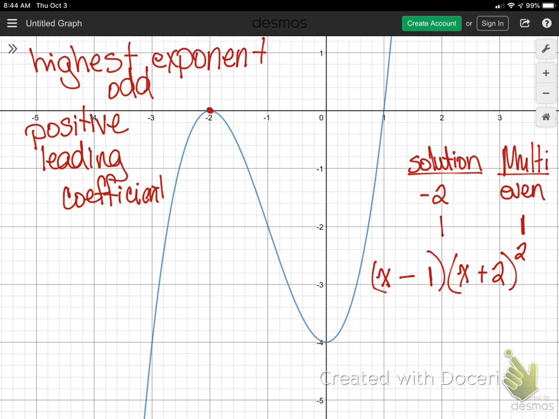Now, if I multiplied all this out, could I get a polynomial? I could. Okay, I would have to FOIL this, then I would have to multiply the trinomial I get right here times x minus 1. Okay? We will get there. Just start thinking about this. Okay, I will see you on Tuesday. Have a good day.